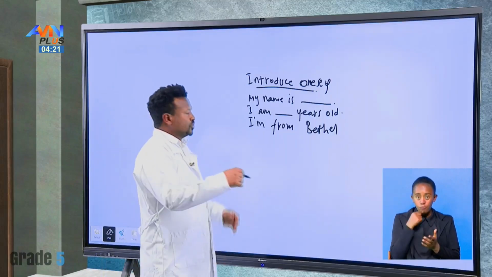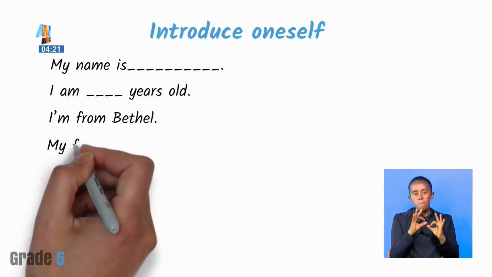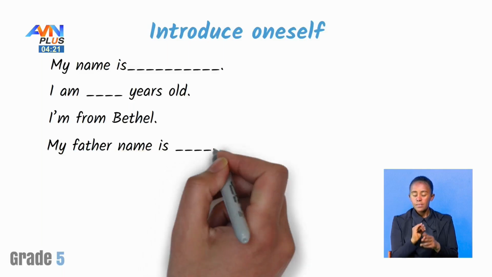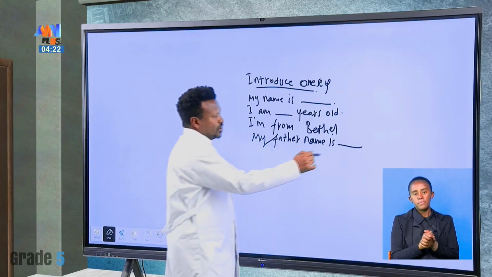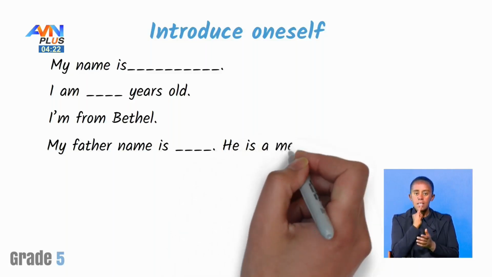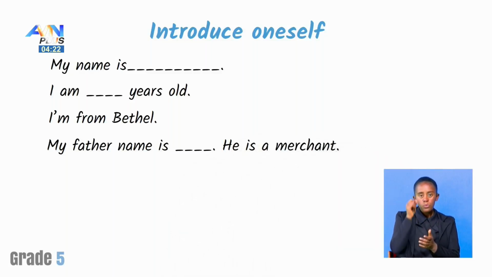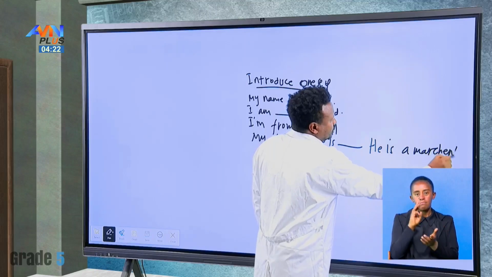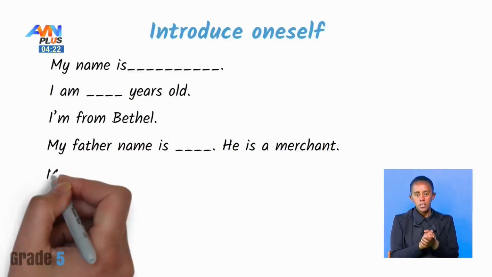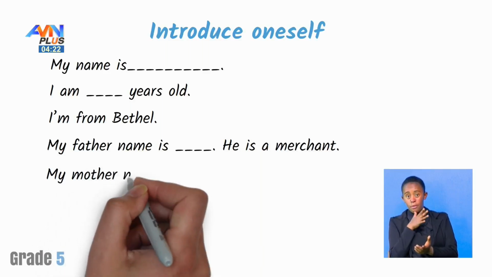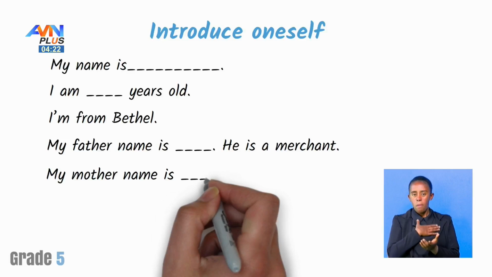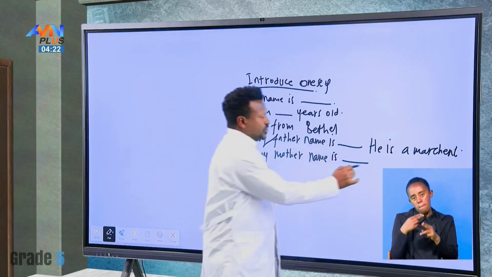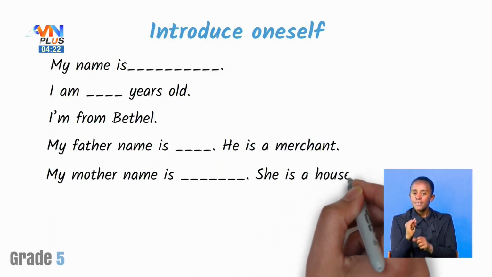And you have to mention your family matters. My father's name is blank. And you can continue. He is, you have to tell about his career or job, okay? He is a merchant. My mother's name is blank. You have to fill in your mother's name, okay? And she is a housewife.